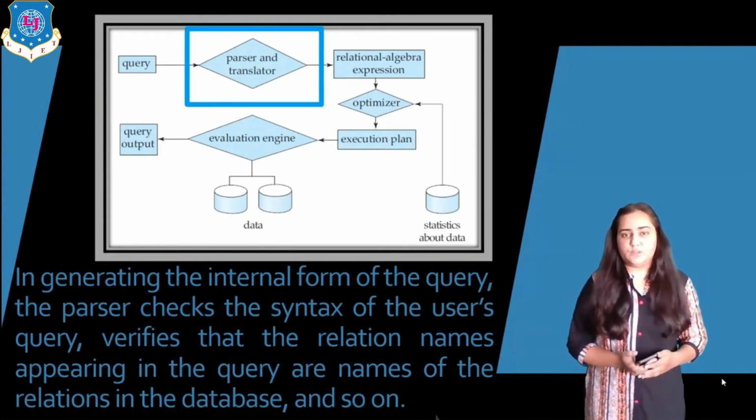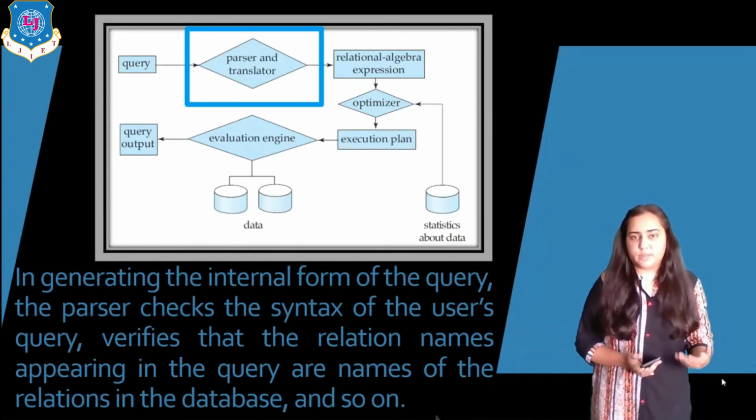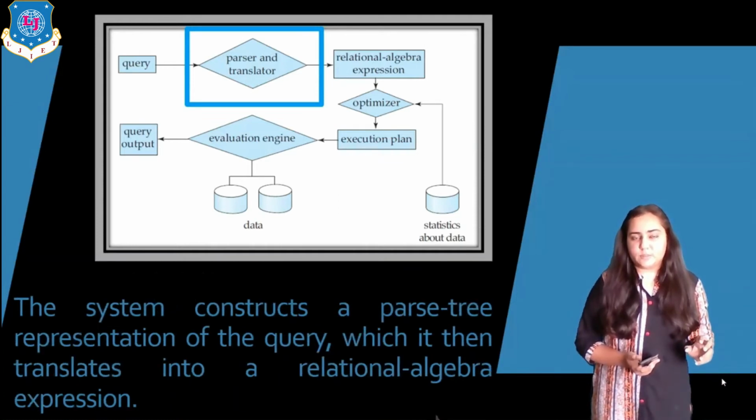The system will also verify the relation names that are appearing in the queries, and it will make sure that those tables are available in the system. This is the first thing that is checked, that whether the table names that are mentioned in the query are actually present in the system or not. So that is your first test. And after that, the whole syntax of the query is checked if the column names are correct or not, if the conditions given are proper or not. So this is how parsing and translation takes place.